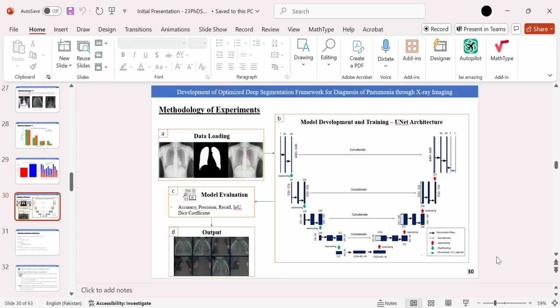This is the methodology of the experiments. The data contains the original image, the mask image and the annotations, and this data is then fed into a convolutional neural network. Here we have used the UNet architecture, which is most popular in segmentation tasks. For the output of this segmentation model, the evaluation metrics we consider are accuracy, precision, recall, intersection over union and the dice coefficient, and the output we get is the segmented image.